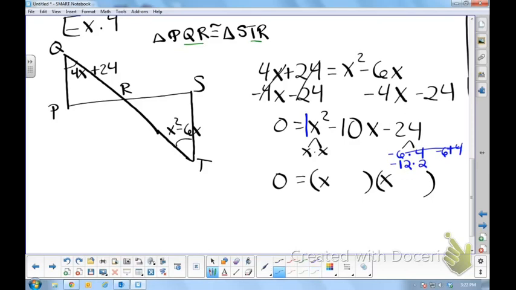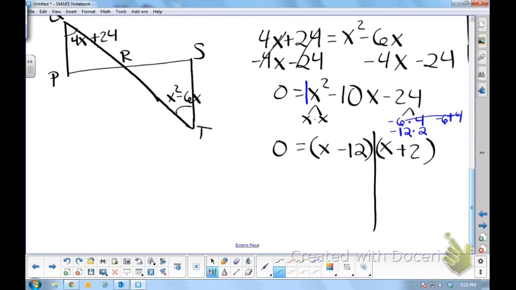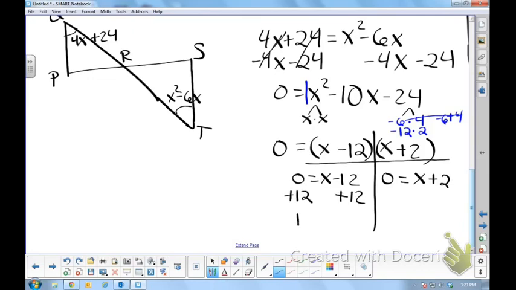Now again, we're skipping the box method just to save us some time. We've had a lot of practice. If that was a 2x squared, we have to use the box method. But when it's just a 1, I can automatically just put those factors into my parentheses without doing the box and doing the greatest common factor. After we put it in the 2 parentheses, then we had to do our t-chart to solve. So we set each individually equal to 0. And then we do our opposites. We would add 12 to both sides. We get 12 equals x. We would minus 2 to both sides, so x equals negative 2.